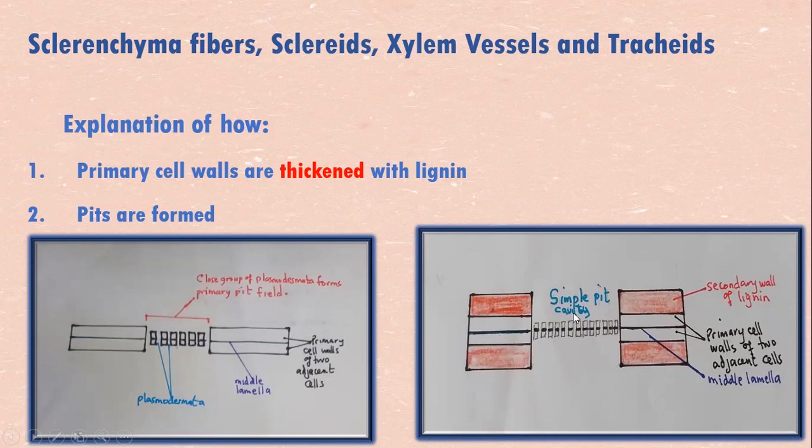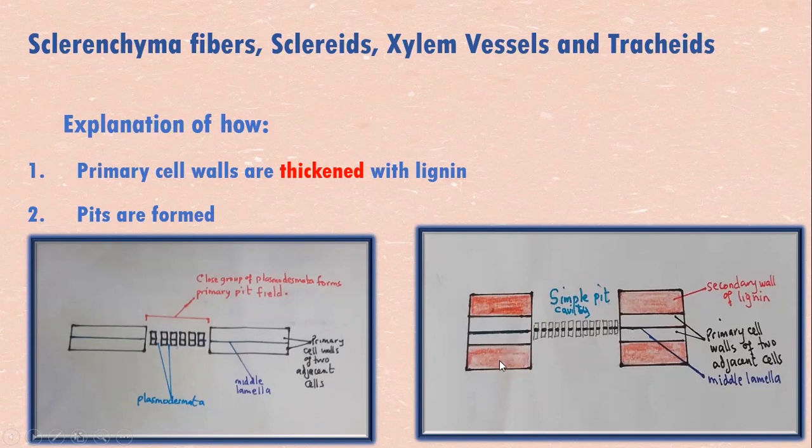You have the simple pit cavity. This is the pit, simple pit. Simple because the distance in there is the same. The tubes are the same width. The same width here, the same width here, the same width there. That is why it's called simple pit. The tubes are the same width, right? This tube and this tube, the same width. Now, this lignin is the secondary wall of lignin that was laid, all right? And this is how simple pits are formed.